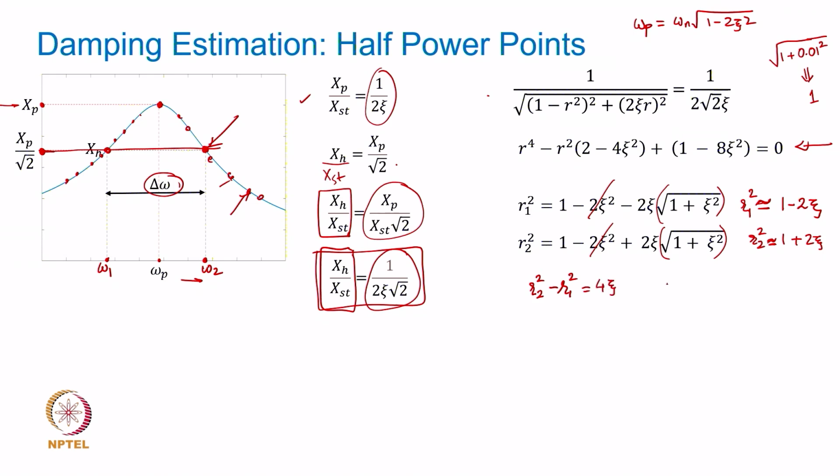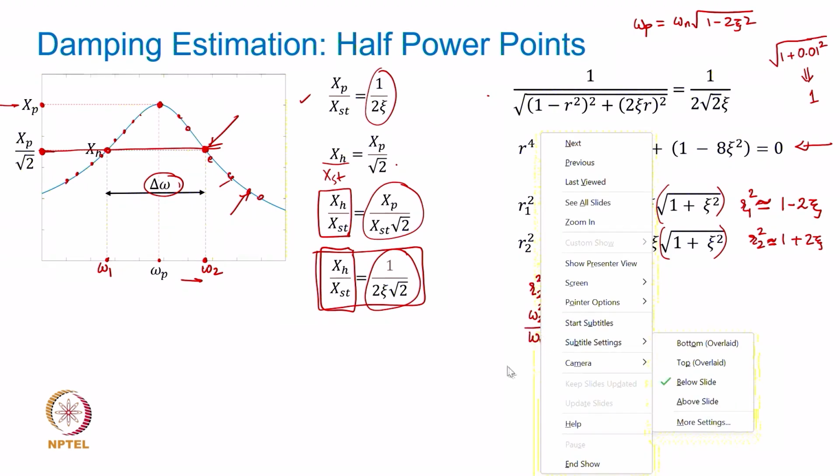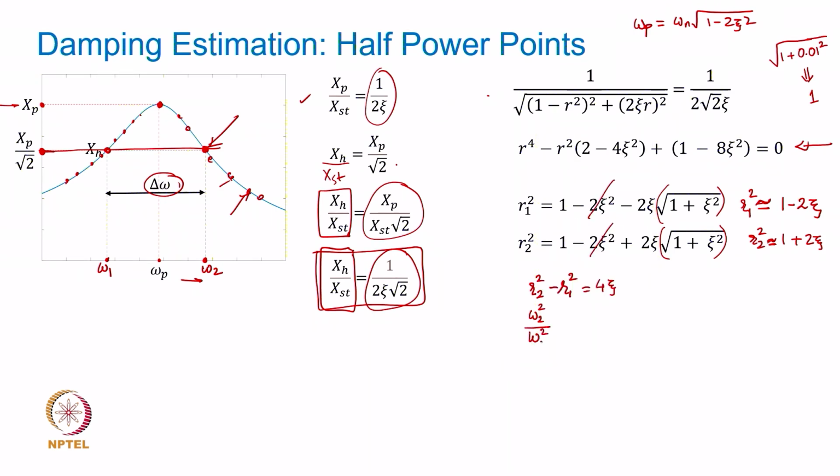And what is r2 square minus r1 square, by the way? This is omega 2 square upon omega n square, because we have defined r2 and r1 as what? Frequency ratios corresponding to half power points. Please make a note here. This is your omega 1 and this is omega 2. We define r1 and r2 as the two forced frequency ratios corresponding to the, sorry, this is omega n, not omega 2, minus omega 1 square upon omega n square, equal to 4 zeta.